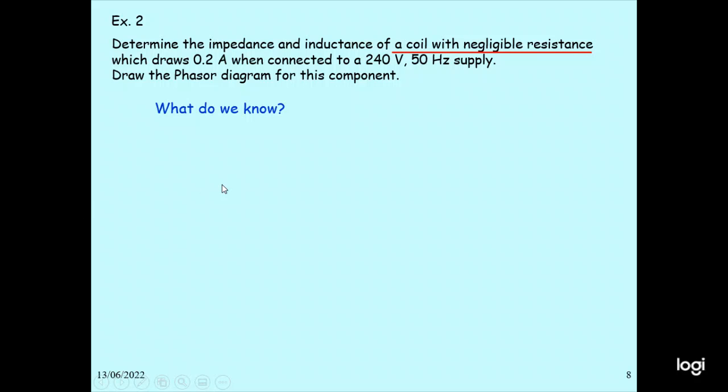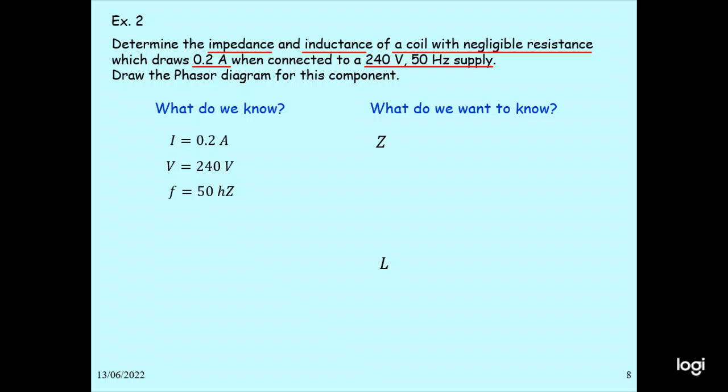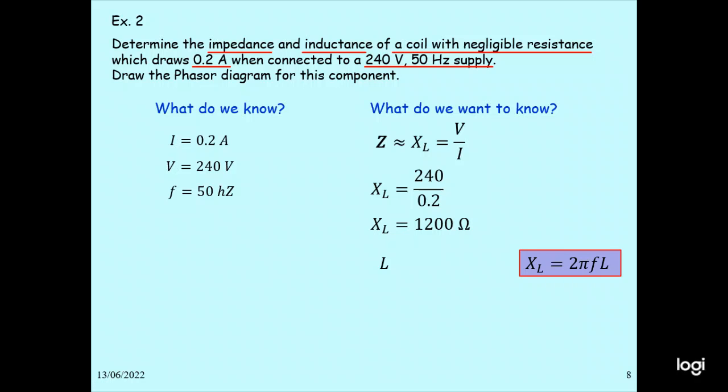What do we know? We know the current I is 0.2 ampere, voltage 240 volt, frequency 50 hertz. What do we want to know? Impedance Z. In this case, Z equal to XL equal to V by I. XL equal to 240 by 0.2, you got 1200 ohm. XL equal to 2πfL, then you have to find L equal to XL by 2πf. 1200 divided by 2π into 50, you got 3.82 henry.